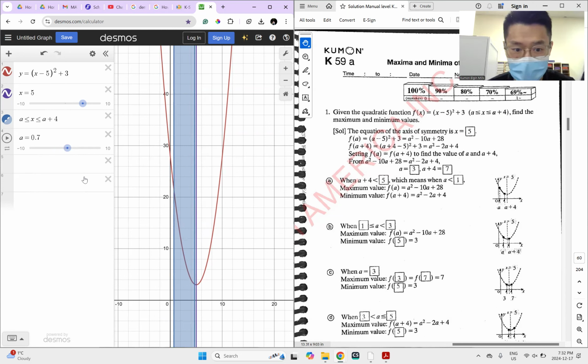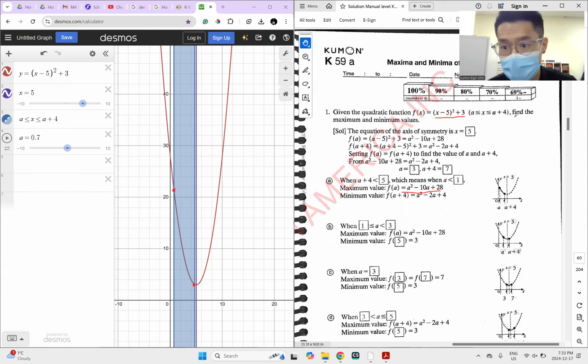As you can see from the graph over here, my minimum point is going to be here and my maximum point is going to be here. But my minimum point will never be my vertex, right? So in this case, you just have to use the left side of the domain, which is a, to substitute into the equation (x minus 5) to the power of 2 plus 3, which you will get a squared minus 10a plus 28. So this will be your maximum point.